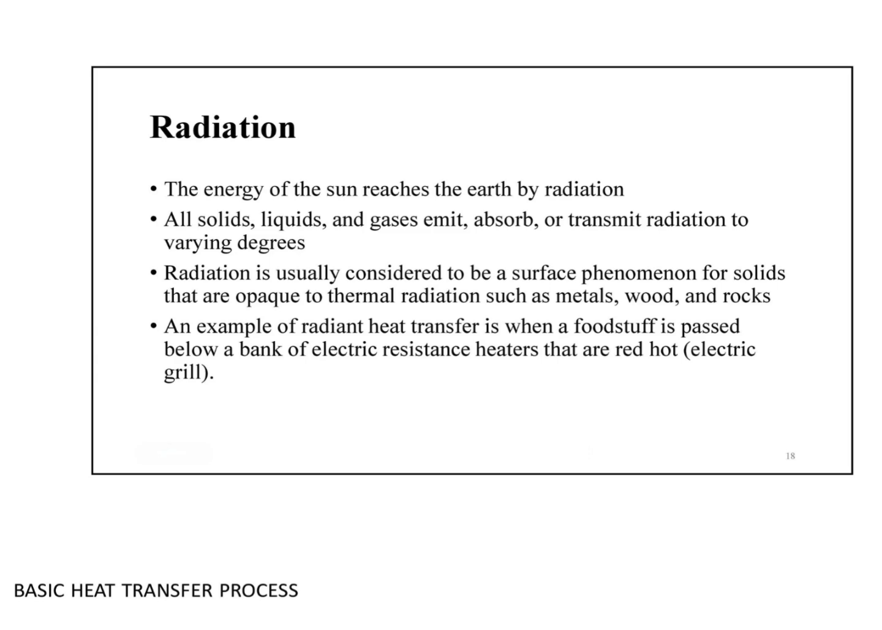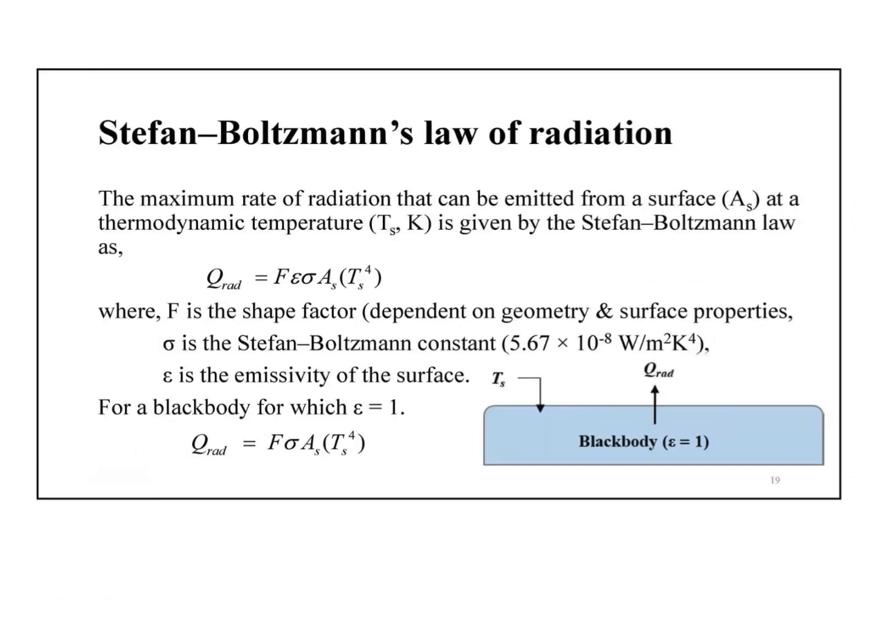Moving to next slide. Stefan Boltzmann's law. The law states that the radiation emitted by a surface is proportional to the fourth power of its absolute temperature. Q equals shape factor times sigma times area times temperature to the power of 4. For a black body, emissivity equals 1.